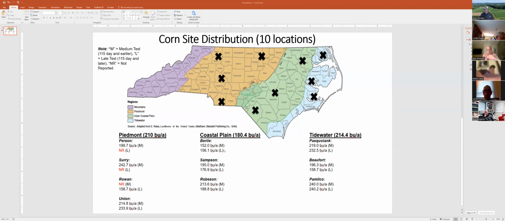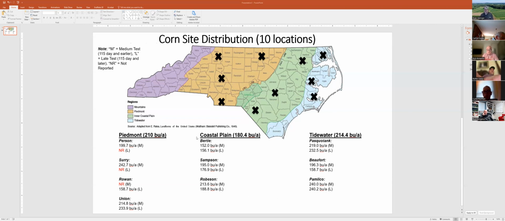But if you're going to make a selection based off of raw yield, your data is going to be skewed, if you're looking at statewide specifically, towards the Piedmont and towards the Tidewater because you got higher raw yields in those regions. So that variety selection or that hybrid selection is going to kind of pull towards what it would be in the Piedmont or Tidewater.